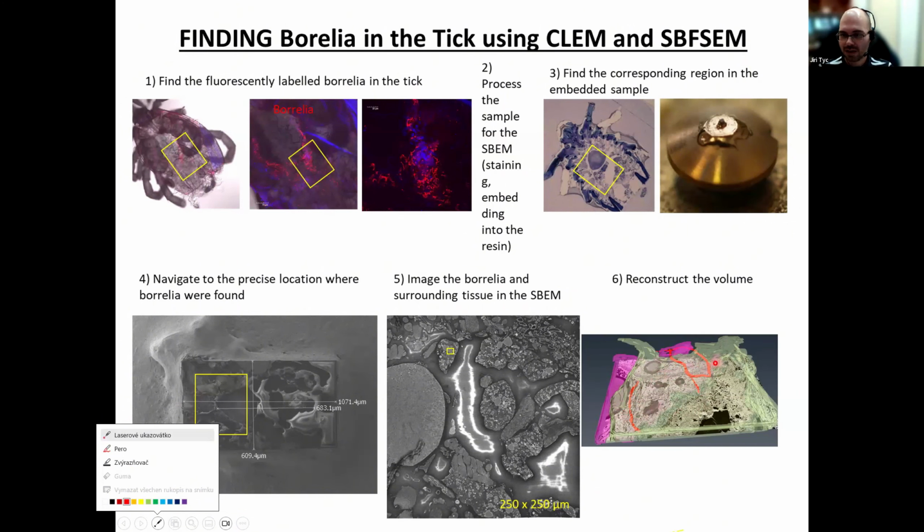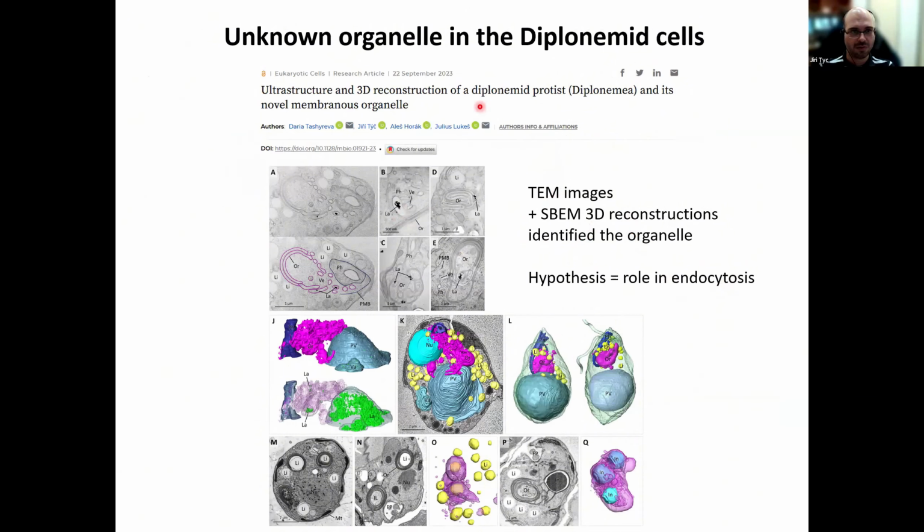Can we get some other information than just the structure of the sample? So we try to do that as well. We were imaging the diplonemid species for Daria and others, and they found out that in this species, on the serial block face and the transmission, there was some weird organelle.